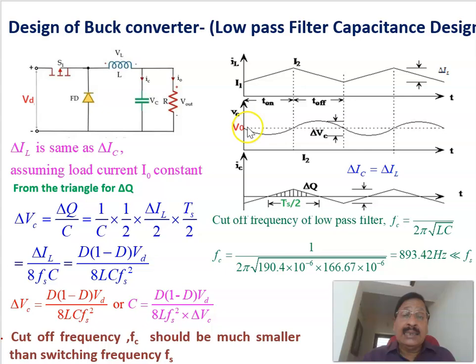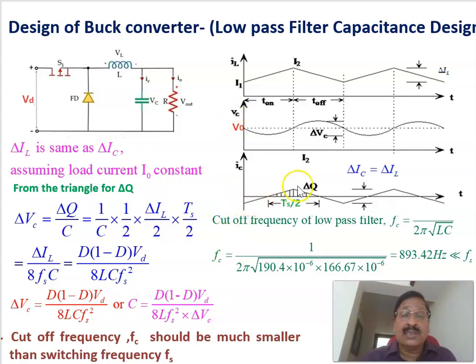This is the output voltage waveform across the load. This is the average output voltage, and this is the ripple. This ripple voltage is the voltage across the capacitor, the same as the output voltage, and this is the average output voltage. The ripple in output voltage is called delta VC here. The capacitor current is changing linearly, like a positive slope here.